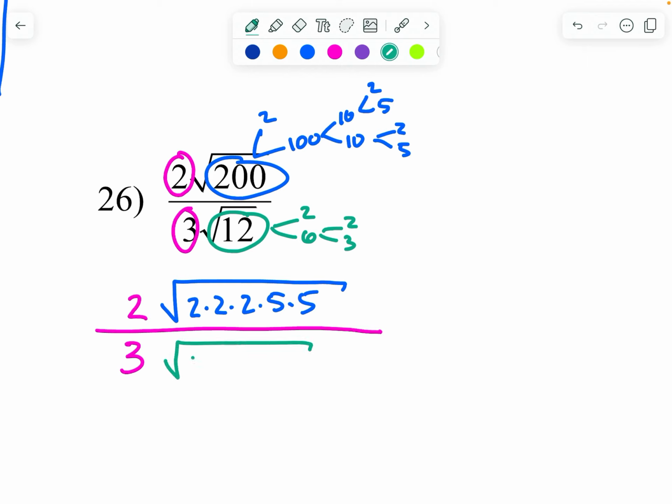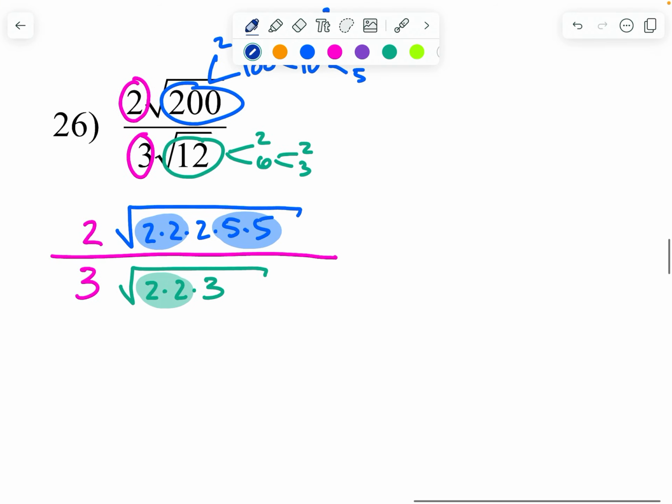I'm going to pull anything out that I can. So on the bottom, I have a pair of 2s that I'll pull out. Up on the top, I have a pair of 2s. I have a pair of 5s. I'll kind of do all my simplifying first. Let's see what we get. The 2 is still just out on top.